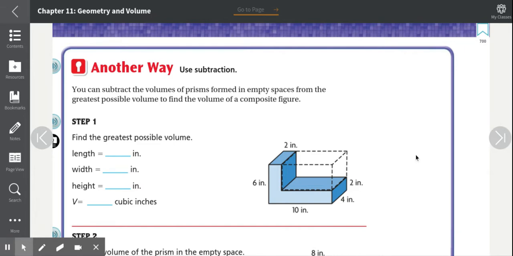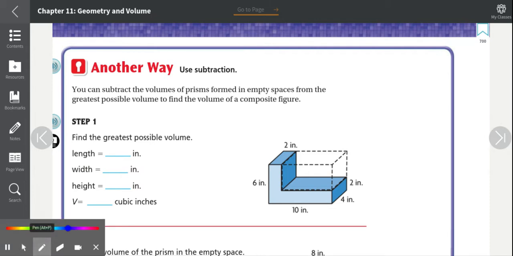The other way that we can solve for composite figures is by using subtraction. So now instead of breaking up our composite figure into two separate, smaller rectangular prisms, we're going to find the volume of an imaginary whole, one prism, and then subtract the imaginary part that's missing. You can see in the illustration in your math book exactly what this would look like.